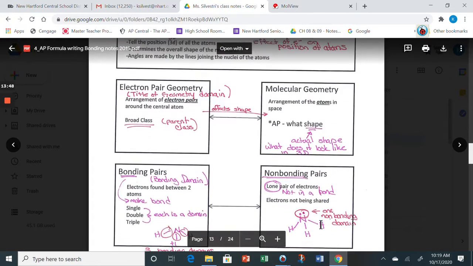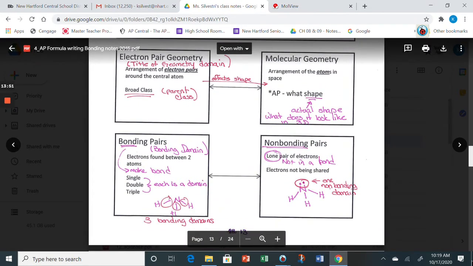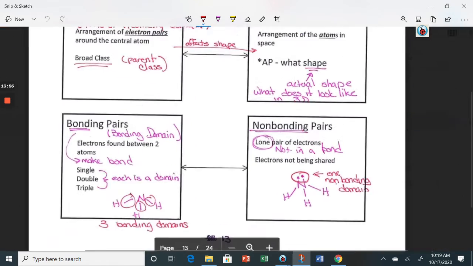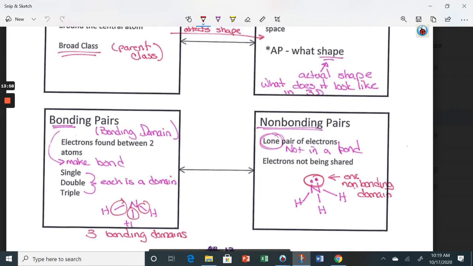I'll move this up so we get down to these things called bonding pairs, non-bonding pairs. So if we look at what I talked about in terms of bonding, non-bonding, your bonding pairs are anything that's between 2 atoms, anything that makes a bond. All of these are considered a type of a domain. So if I have the double bonded oxygen here to carbon, there's 2 domains. Both of them are double bonds, but each double bond is a domain.